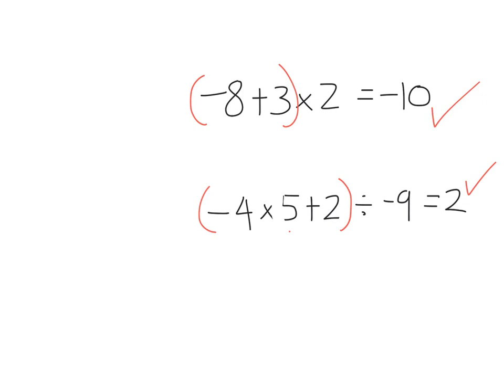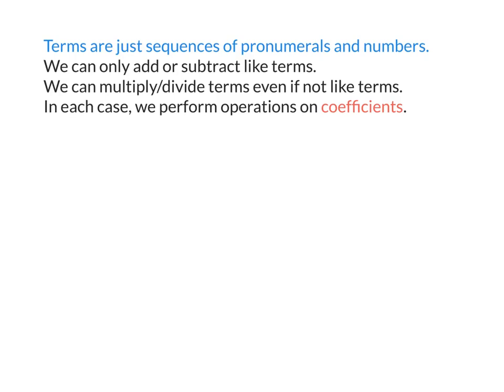All right, let's now go on to algebra. The first thing we're going to look at in algebra is operations with terms: adding, subtracting, multiplying, and dividing terms. Terms are just sequences of pronumerals, which means letters, and numbers. Something like 4a is a term, 4 is a term, say 3b is a term. All of these are terms. Now, they are not like terms because they don't have the same letters. Like terms need to have the same letters.